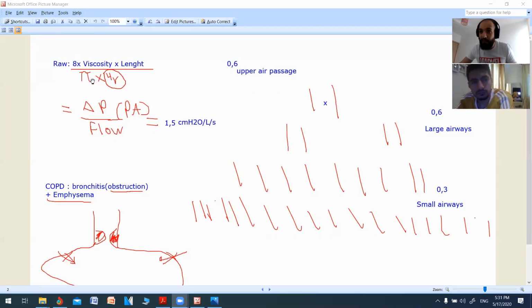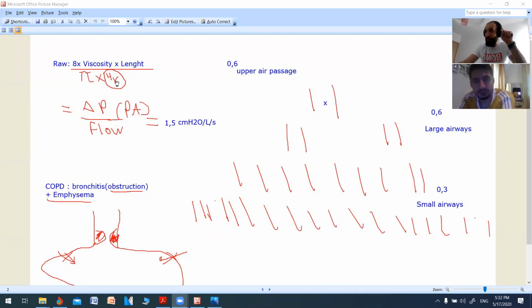Okay, which one is the most important factor to determine the resistance? The radius. Okay, because can we modify the length of the airways? No. How should I do that? No. So I can't become a giraffe. Increase the length. Decrease the length. To increase or decrease the resistance in the airway. No. We will learn what will modify the resistance in the airway.